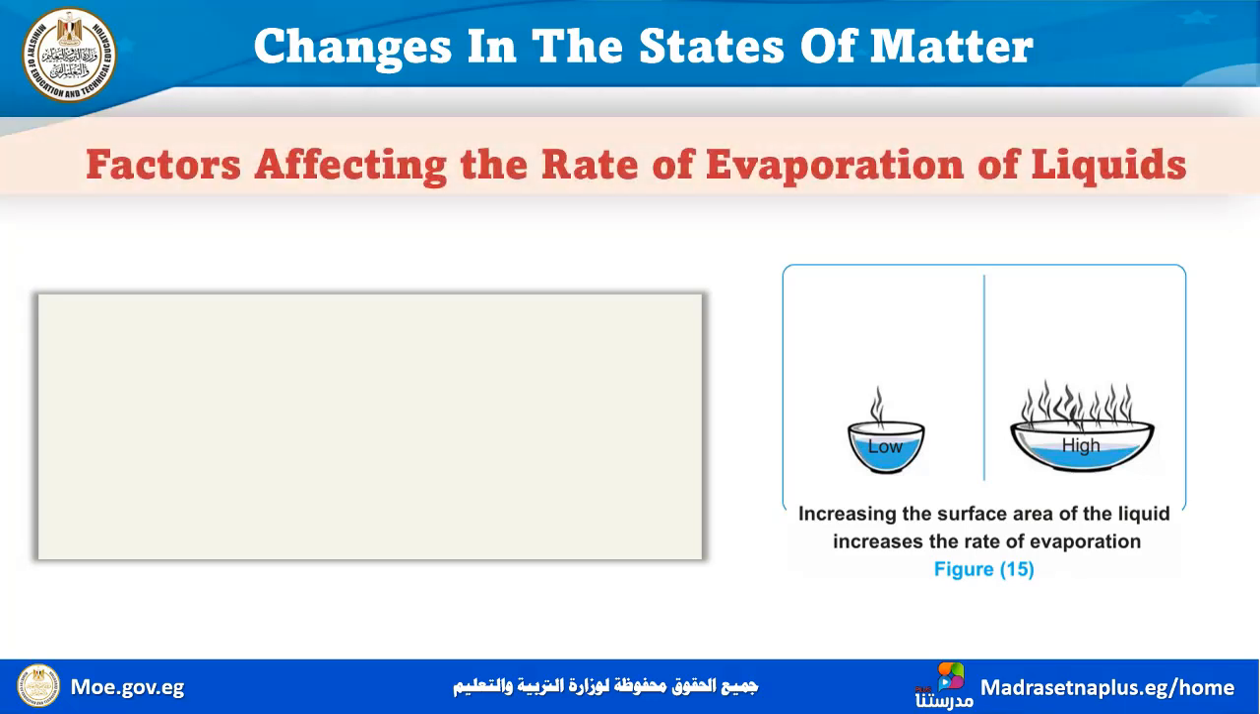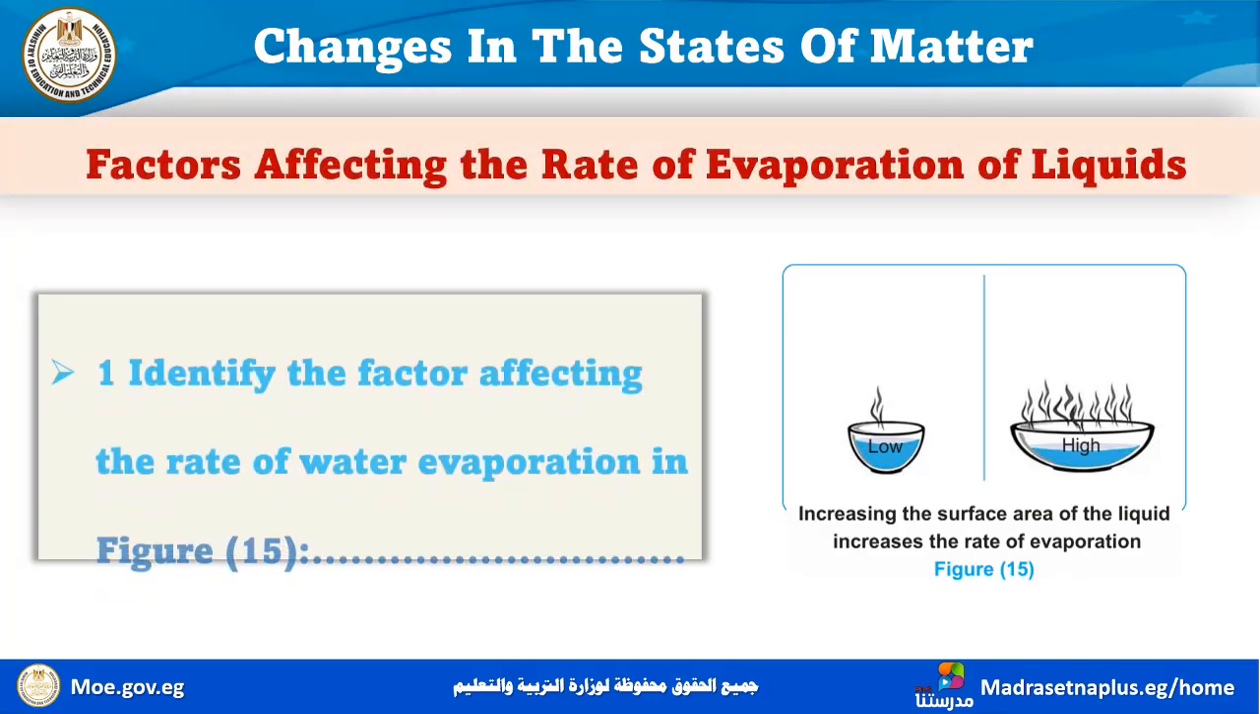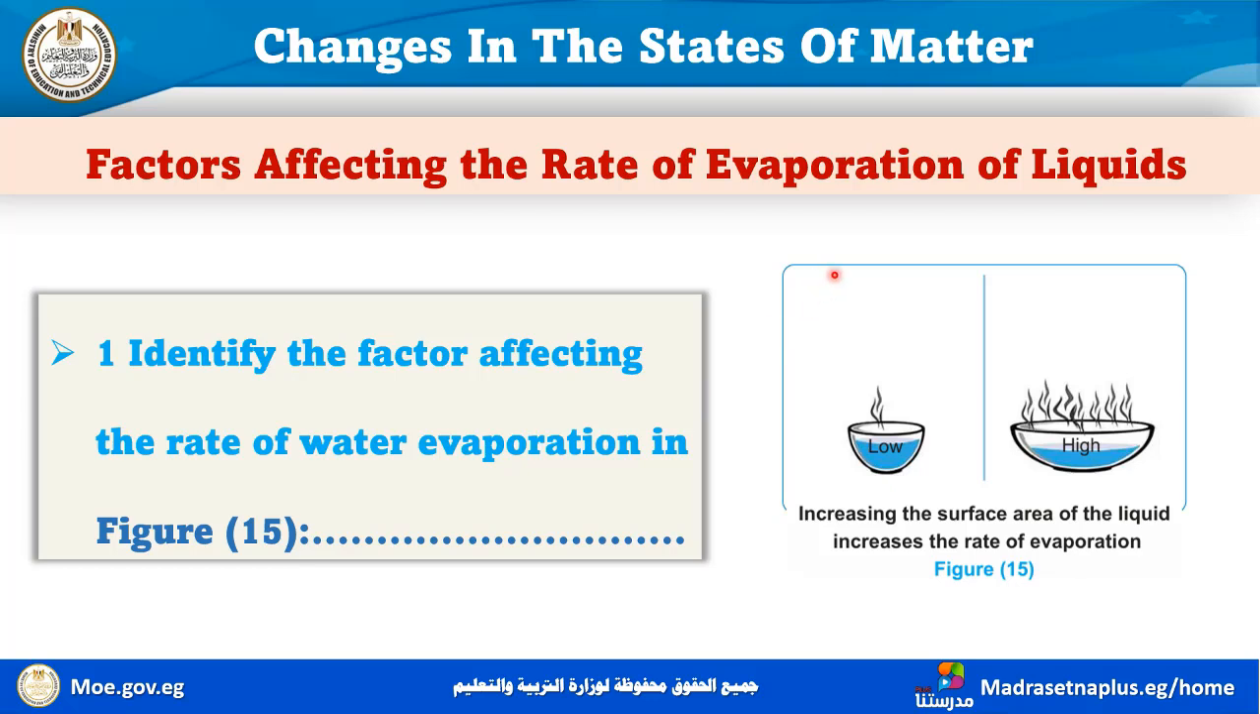Let's conclude together the second factor that affects the rate of evaporation. In the first bowl, there is a low rate of evaporation, and in the second, it's a high rate of evaporation. What is the difference between them? The difference between them, of course, is the surface area of the liquid. What is meant by the surface area? It's the area that is exposed to the air or to the surrounding.